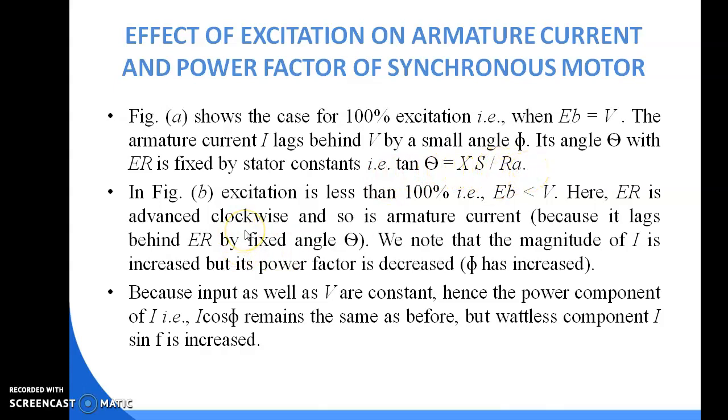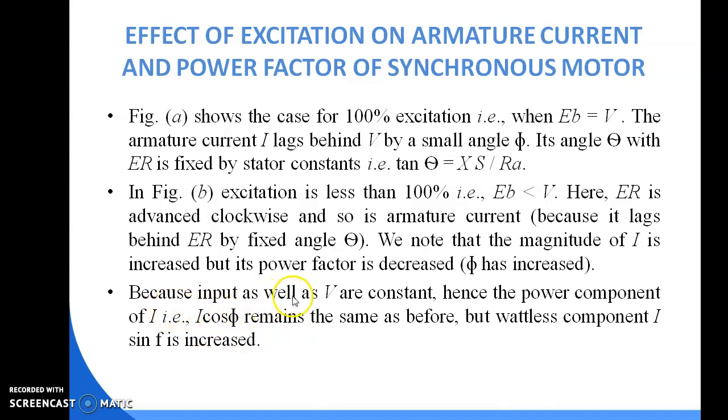What happens in figure B? Excitation is less than 100%, that is EB is less than V. Here ER is advanced clockwise and so is the armature current, but it lags behind ER by the fixed angle theta. We note that the magnitude of I is increased, but its power factor is decreased. Why? Also, the power factor angle has increased. As a result, the power factor will be decreased.